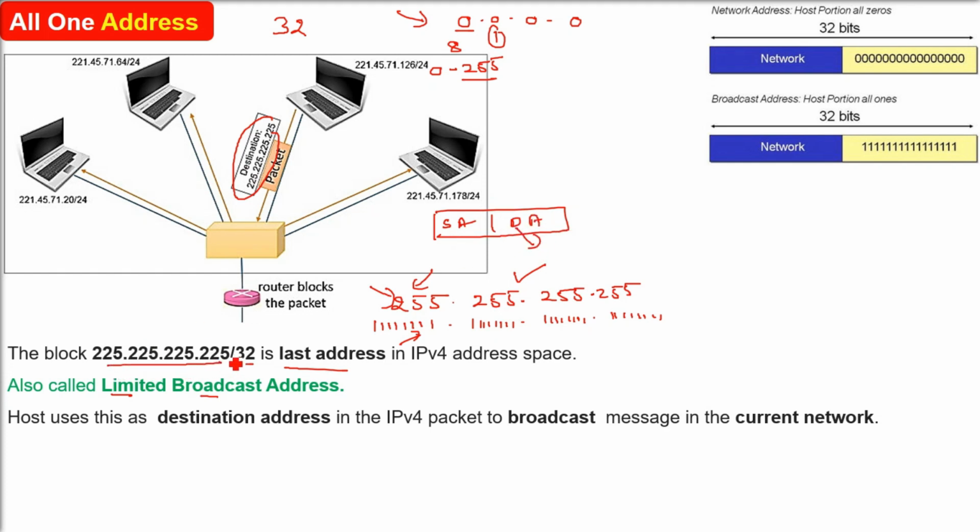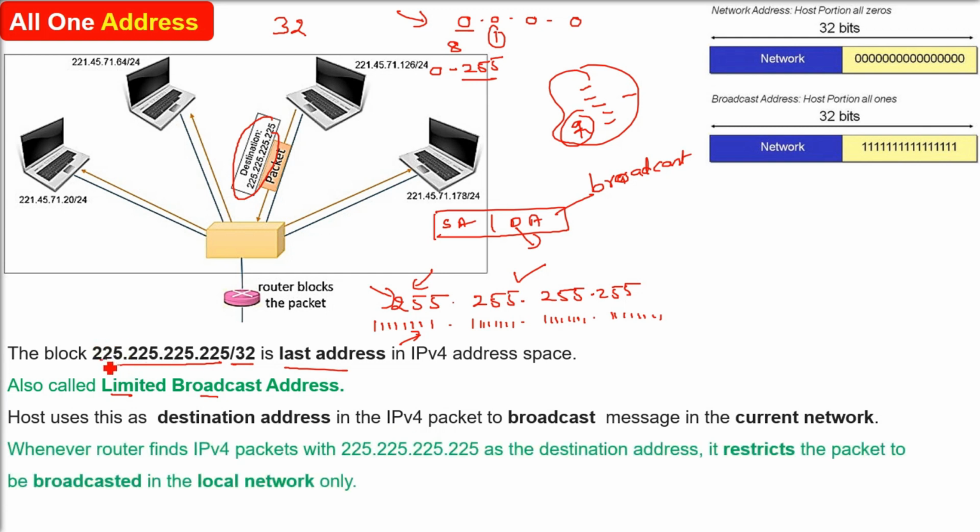as a destination address in the IPv4 packet to broadcast a message in the current network. If this is the destination address, that is all ones, in any packet, that means this packet has to be broadcast to everyone in the current network. Please understand, if there is a room with plenty of people sitting and you call out, hello, all have to go for lunch, you are broadcasting it to everyone. So that packet will be broadcast to everyone in the network. Plus, please remember, it is just the current network, not everywhere.